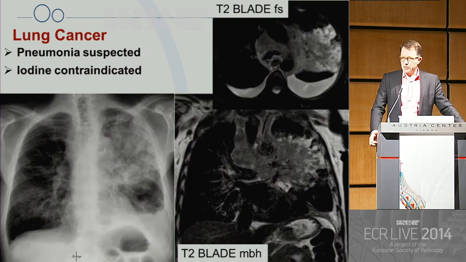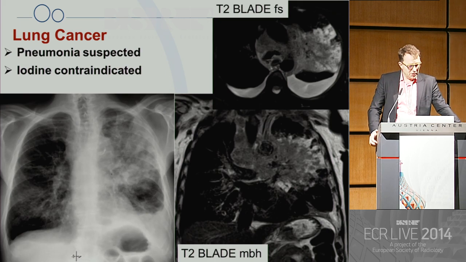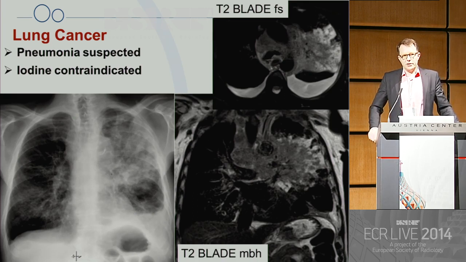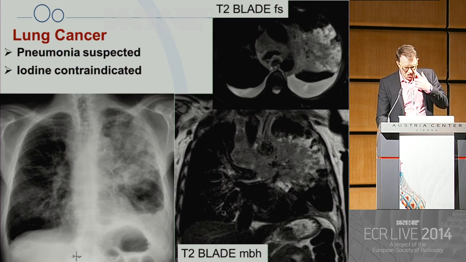Lung cancer, this is just a clinical example. A patient who was referred for suspected pneumonia. Iodine contrast was contraindicated. We performed an MR scan and we diagnosed this large lung cancer with poststenotic pneumonia, as you can see here, together with all the mediastinal lymphadenopathy.